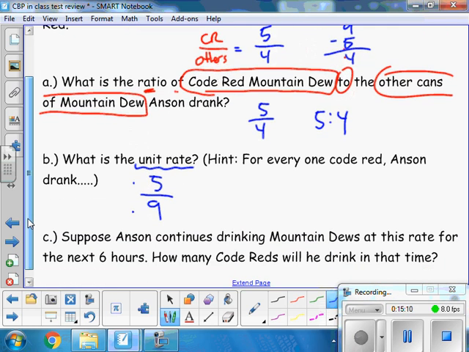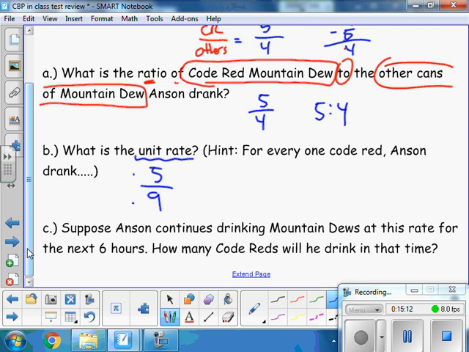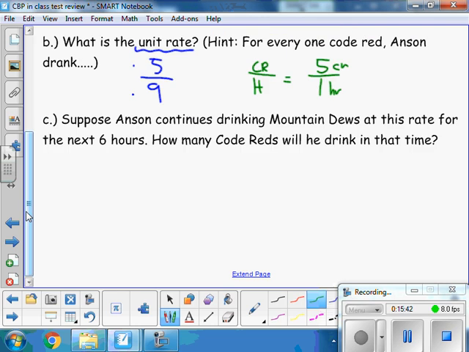But when I look ahead at the question, the next question is talking about minutes and hours and stuff like that. So I'm actually going to be looking for a different unit rate. Sorry it isn't very clear, but for B, it's asking for the unit rate. It's how many code reds per hour. And when I look at this, he drinks 5 code reds per 1 hour. So 5 code reds per hour is where he's at. And knowing that information, I can use that to find the next one.